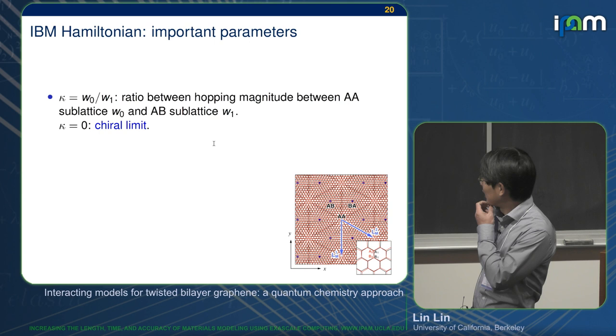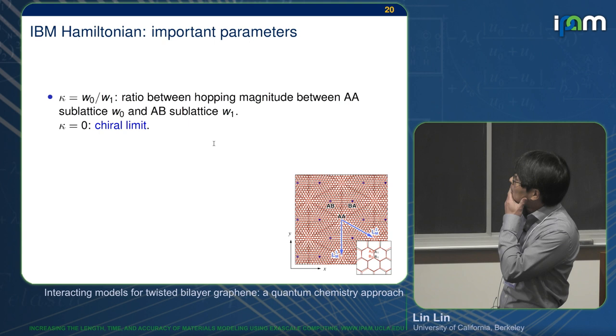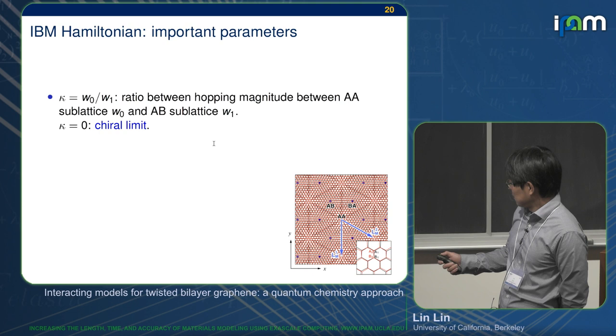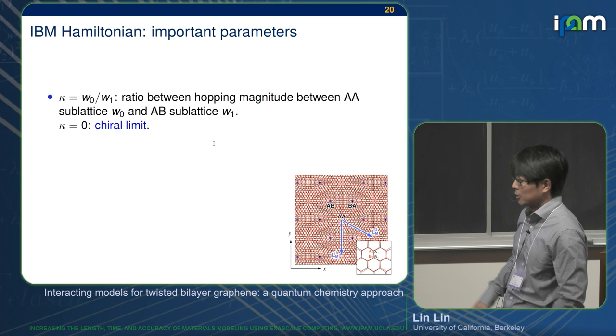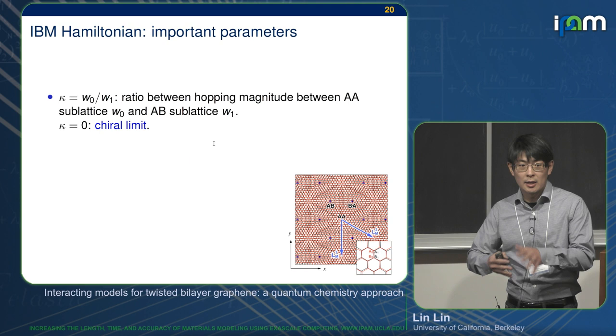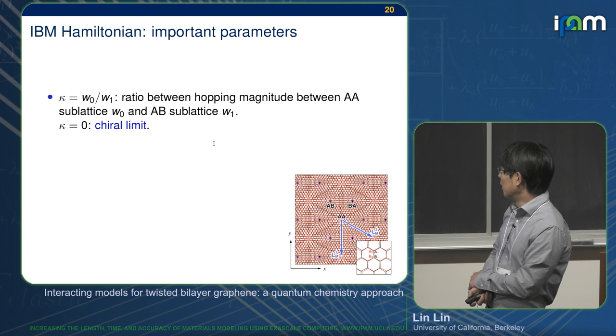As I said, I don't have time to talk about DMRG, so I'll now talk about something more related to the results, but also the symmetries of this system. Because these are models, what people mainly are looking for are the qualitative features and phase diagrams, and so on and so forth. So there are some important parameters.